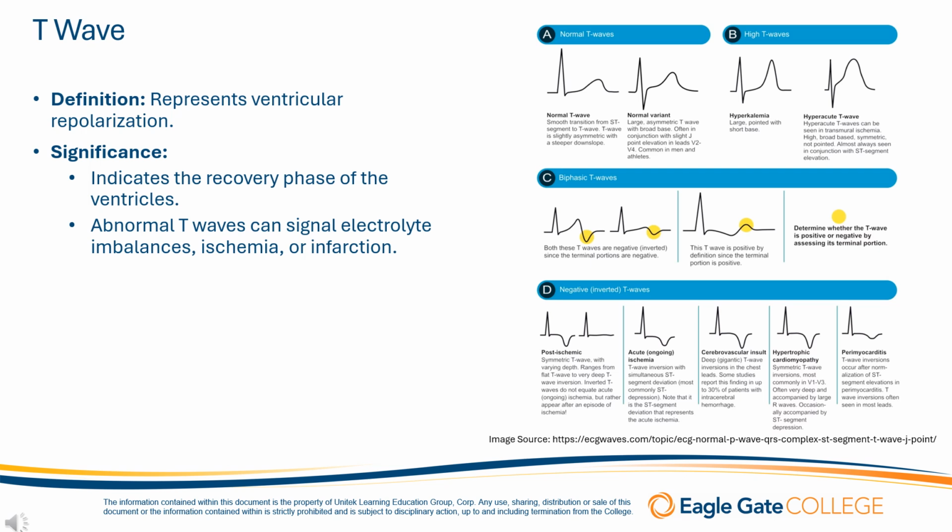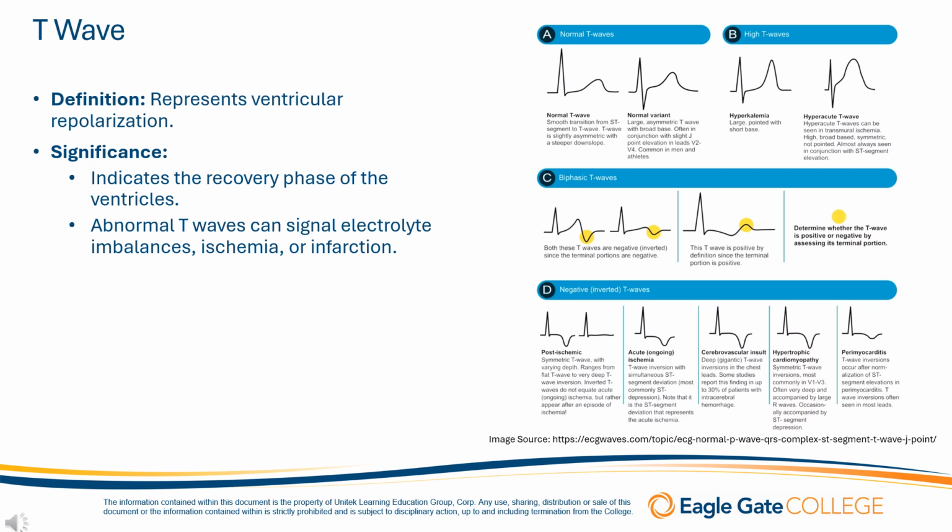Let's talk about when it's abnormal. Inverted T waves can indicate ischemia. This is where there's a lack of blood flow and oxygen to the heart muscle. T wave inversion is often seen in leads corresponding to the affected area of the heart.